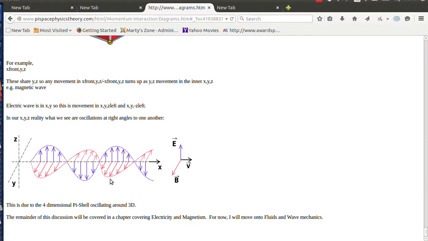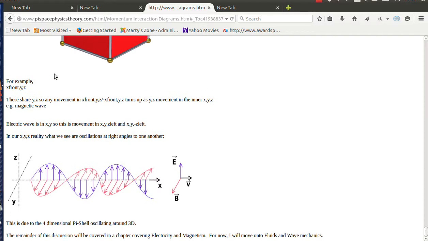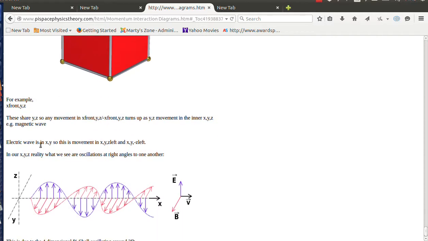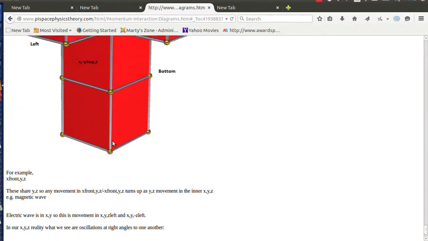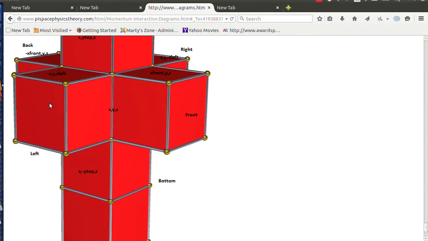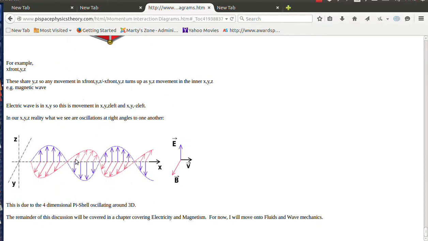So the idea is pretty simple, that you have, for example, electric and magnetic. The electric wave is in xy. So this is movement in xyz left and xy minus z left. In other words, we only see the electric wave in xy, but there is a third dimension to it, which is the tesseract idea. So it's the third dimensional property here. It's an object in here moving through here, probably to the other side and back again, and we're only sharing two of the dimensions, so we see it like this. Okay, so that's the idea.